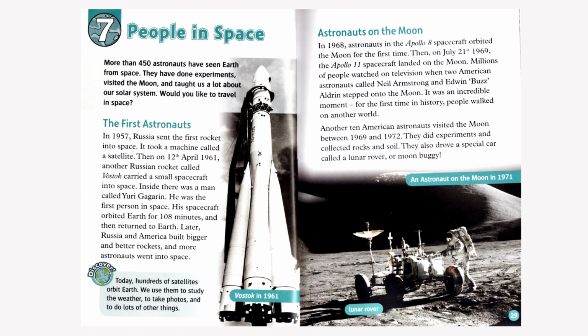For the first time in history, people walked on another world. Another 10 American astronauts visited the moon between 1969 and 1972. They did experiments and collected rocks and soil. They also drove a special car called a lunar rover or moon buggy.